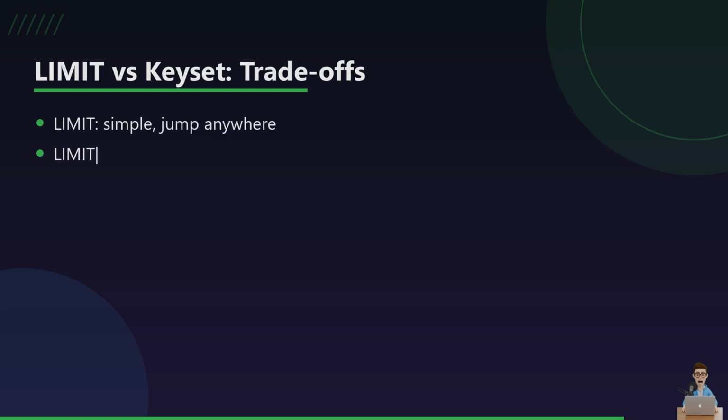So let's line them up. OFFSET is dead simple and lets you jump to any page, but it drags on deep pages. Keyset flies no matter how deep you go, but it only really does next and previous. Rule of thumb, small dataset or admin table, use OFFSET, huge feed that scrolls forever, use keyset.